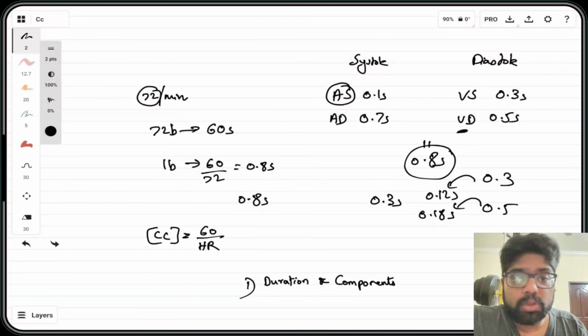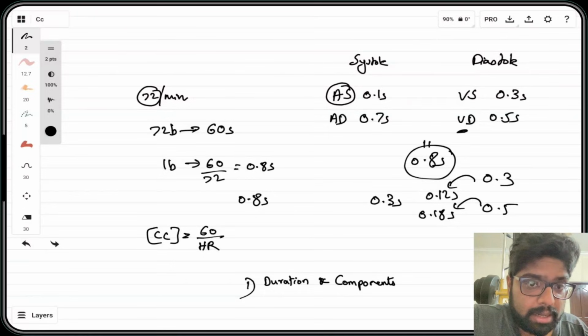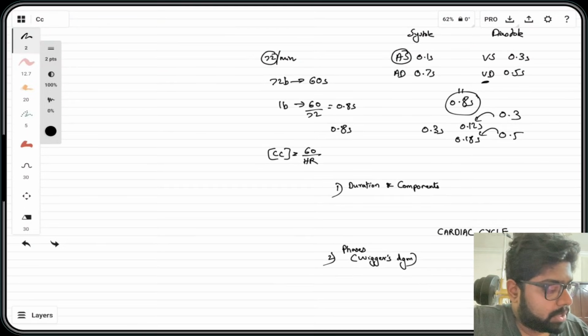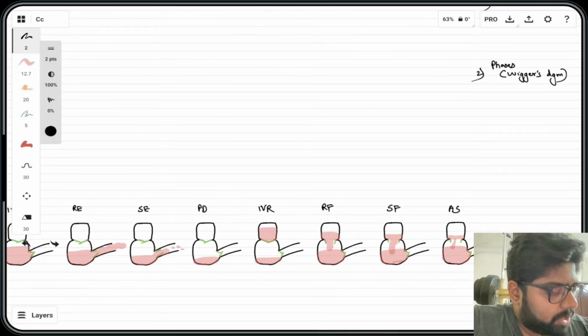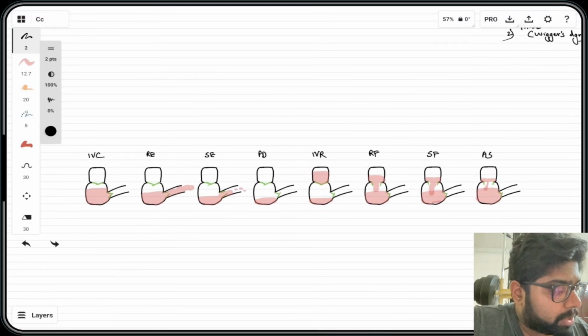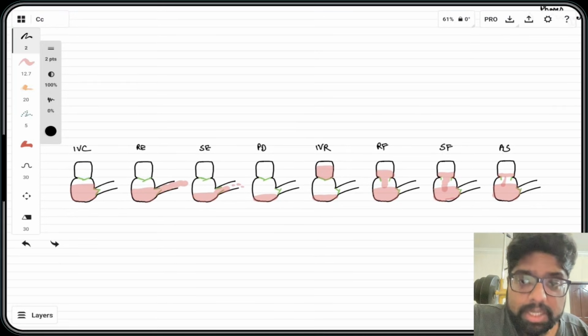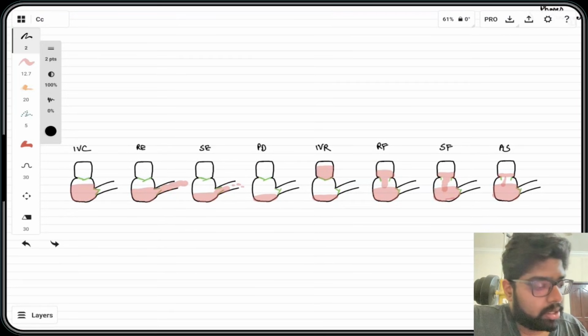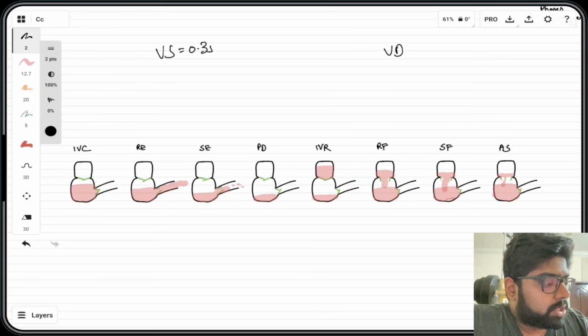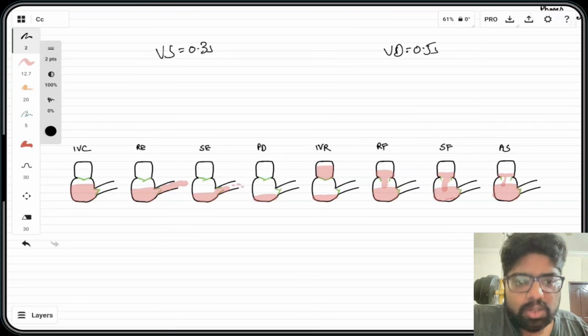Now that we have learned about the duration and components of the cardiac cycle, we need to look at them in much more detail. So now we are going to learn about the different phases of the cardiac cycle. When we are talking about the different phases, all of them are going to be described from the perspective of the ventricle. So you have ventricular systole, which has a duration of 0.3 seconds, and ventricular diastole, which has a duration of 0.5 seconds, totaling a cardiac cycle duration of 0.8 seconds.